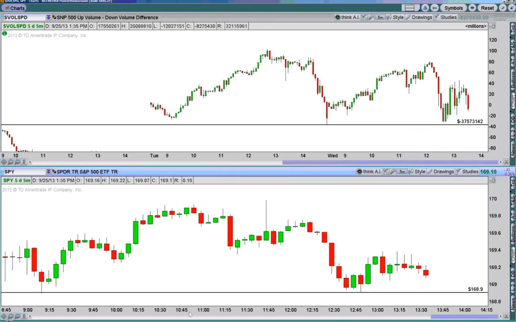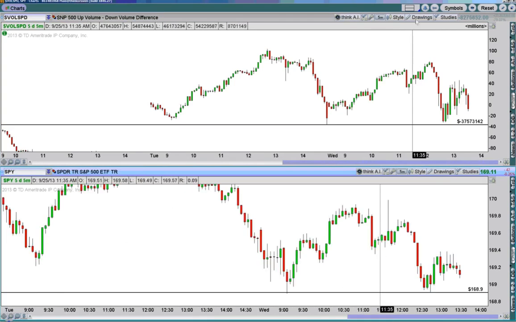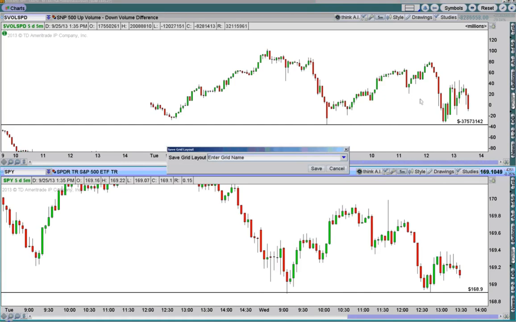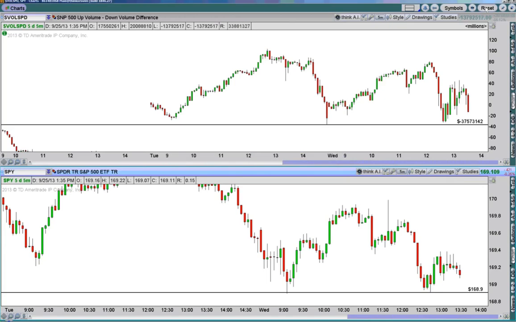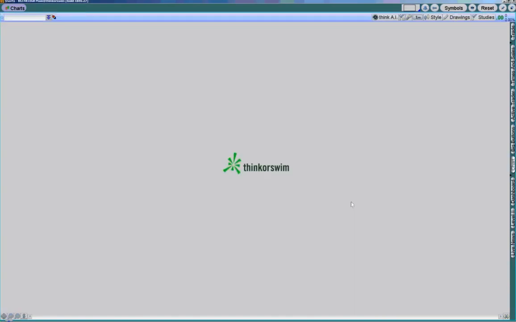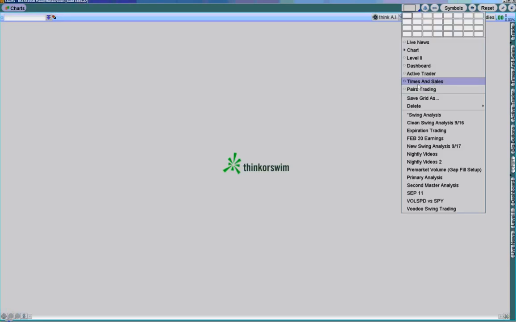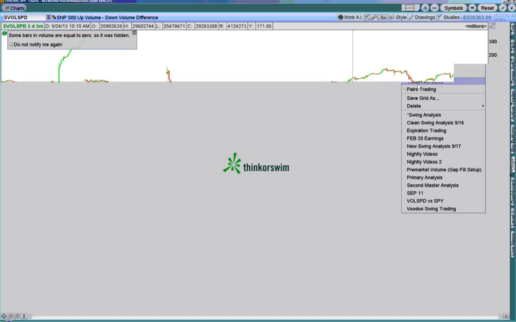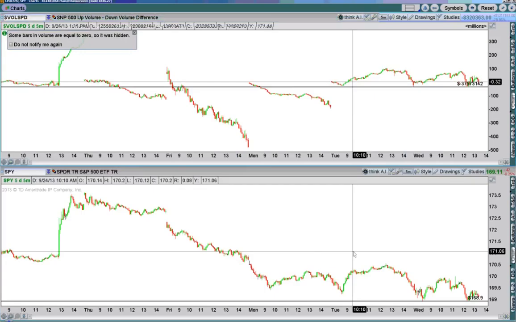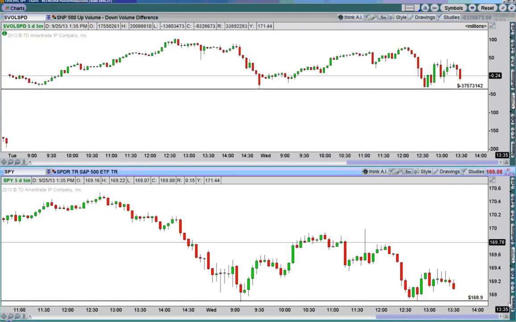So once you've got something like this laid out and you've got it configured the way you want, you can come up into your grid here and save grid as, let's just call this vol spread versus SPY. And the next time you get ready to bring this up, if you've got a completely clean chart, you've got absolutely nothing on here, and then you load this back up with the vol spread versus the SPY, you can quickly bring up this exact layout to get a feel for what we're going to be looking for into the close.